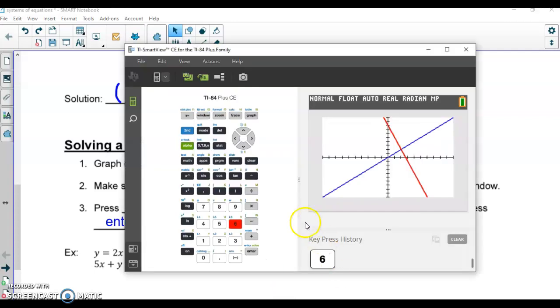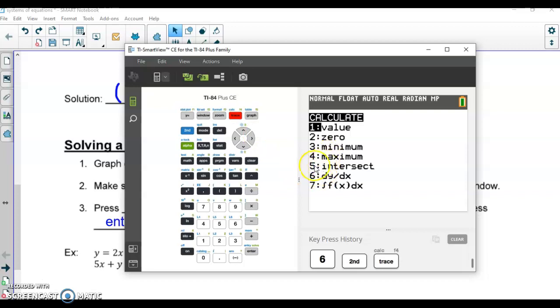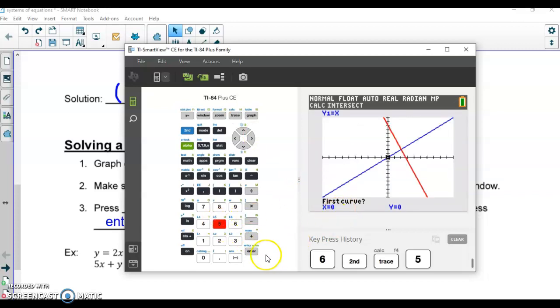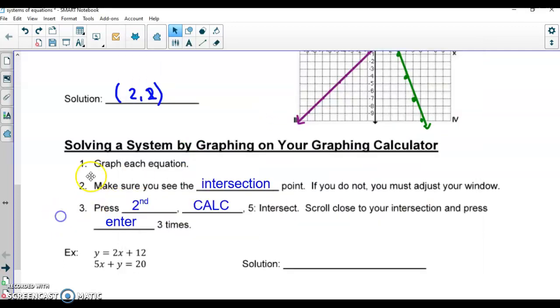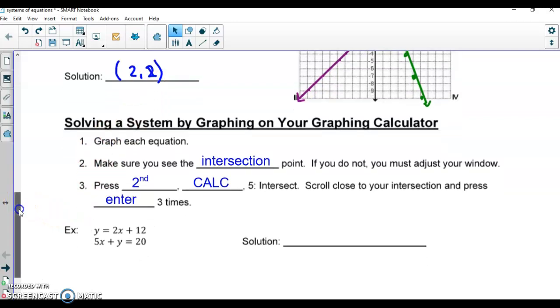So what that's going to look like, we're going to second calc. Number 5 is intersect. First curve, hit enter. Second curve, hit enter. Guess, we're going to hit enter. And then the cursor will jump right here to the point of intersection at 2, 2. So the point of intersection is 2, 2, exactly what we found when we graphed it.